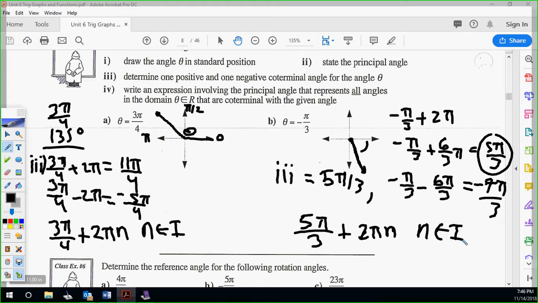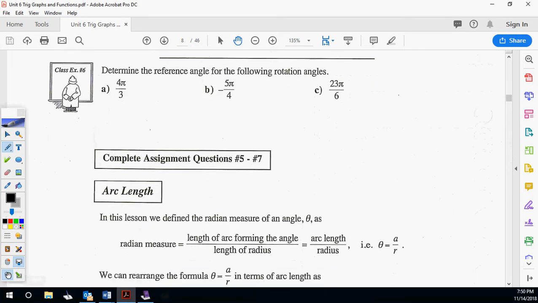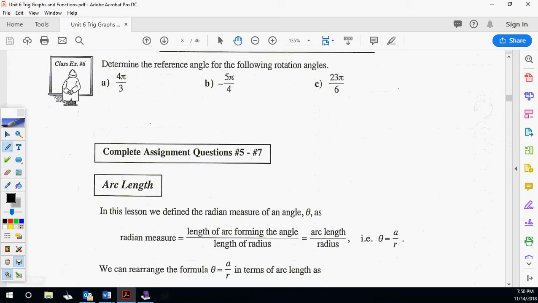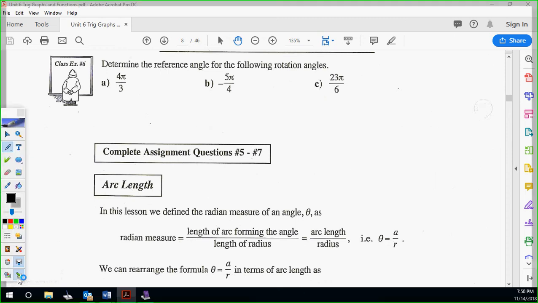All right. Okay, we're just going to do one more example, and we're talking about arc length real quick. One more set of examples. Determine the reference angle for the following rotation angles. So we're trying to find the reference angle here. We got to use those same rules that we talked about within the quadrants. So it's really helpful to know which quadrants you're in.